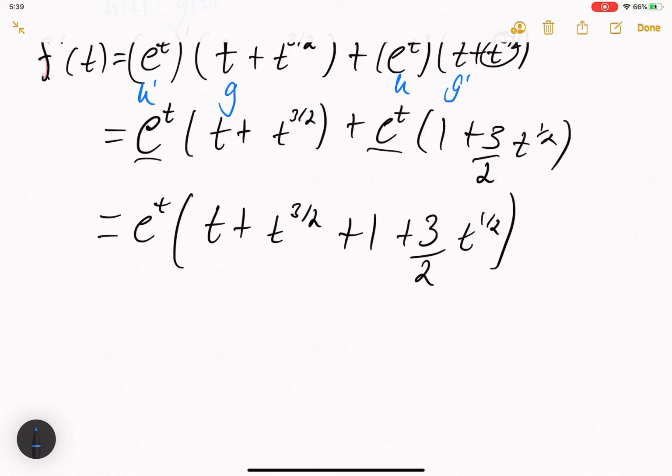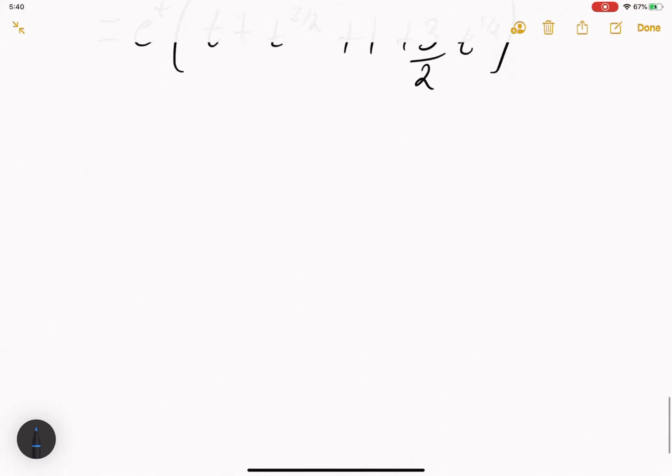So this is basically the product rule. Now what we have to do is the quotient rule. The quotient rule is going to be a bit more complicated, but we're going to do the same thing as we did before. The same way we found the product rule is the same way we're going to do it for the quotient rule.